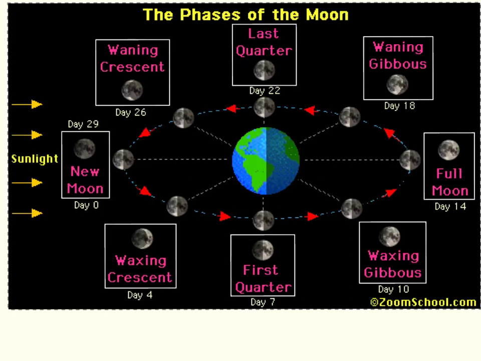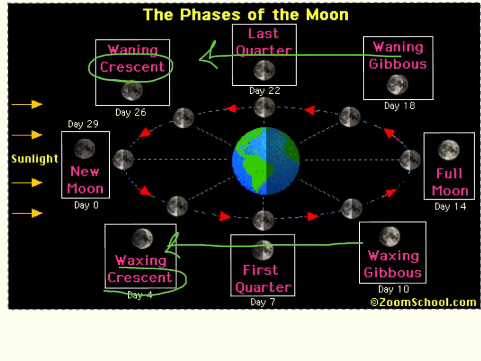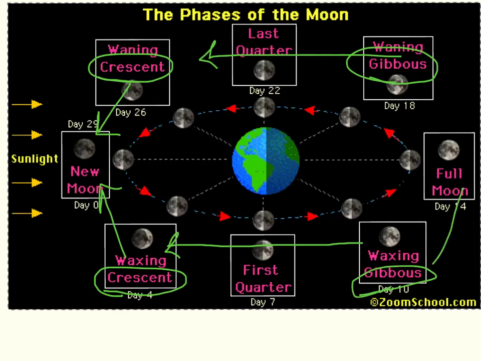Let me point out to you some tricks. The moon always gets lighter from right to left, and it always gets darker from right to left. The crescent moons are located closest to the new moon, while the gibbous moons are located closest to the full moon. These are some things that will help you identify where these phases of the moon occur.